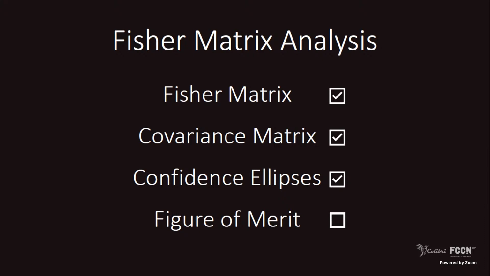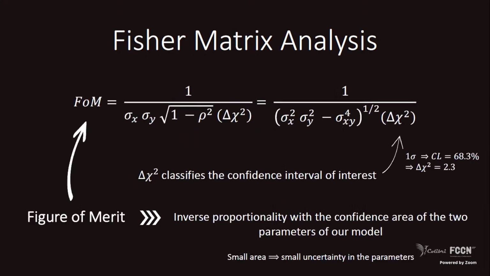But in our Fisher matrix analysis, we need to go further and get the figure of merit. The figure of merit is extremely important due to its inverse proportionality with the confidence area of the two parameters of our model that we assume, the x and y. So if we have a huge figure of merit, it implies that we have a small confidence area, and we also have small uncertainties in our parameters. So it's the goal, right? Small uncertainties in our parameters.